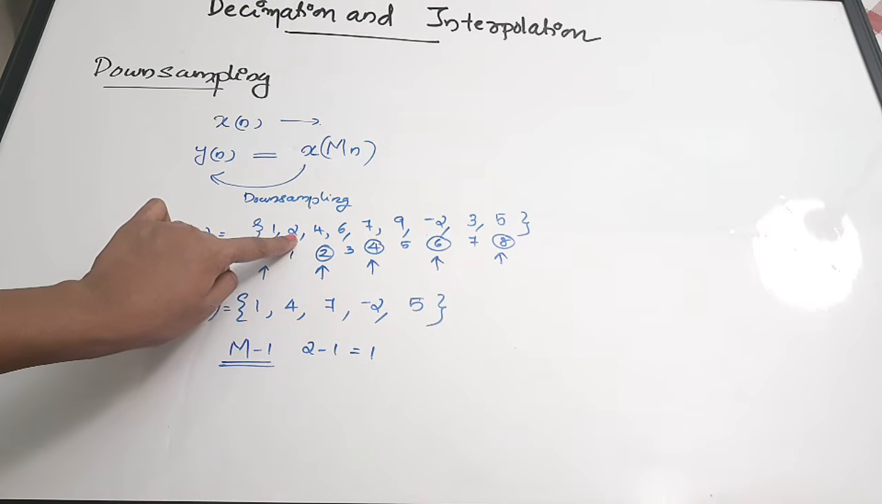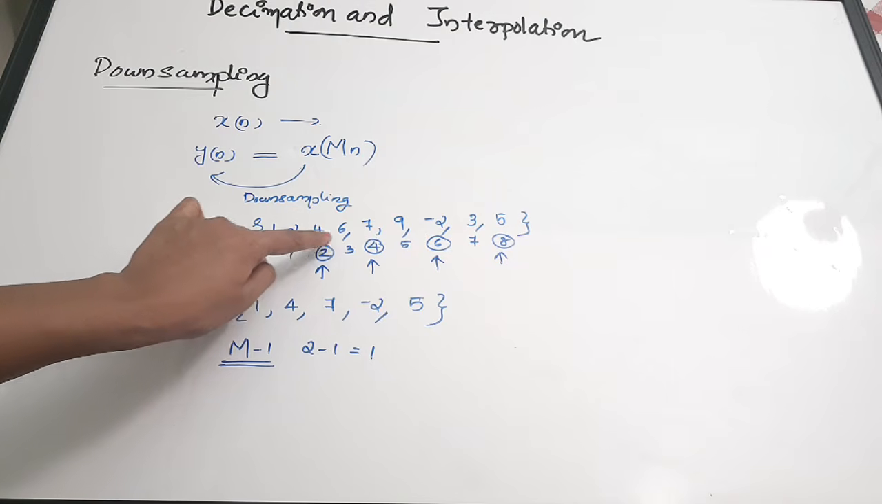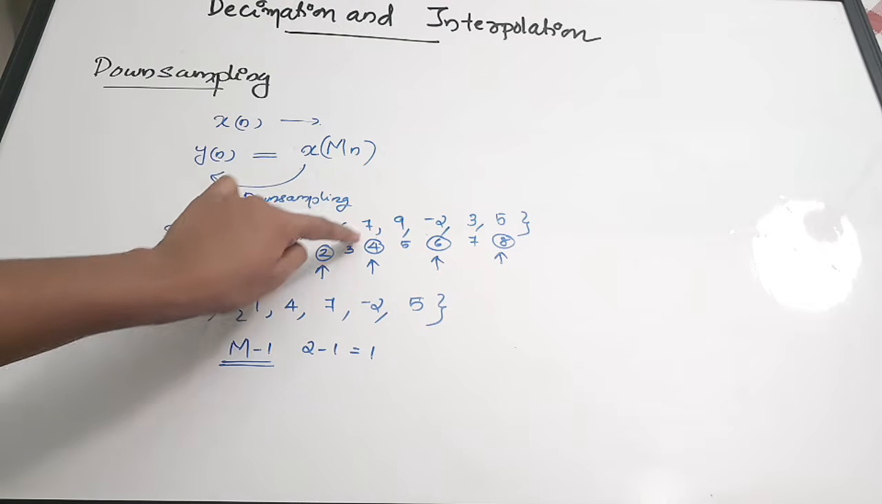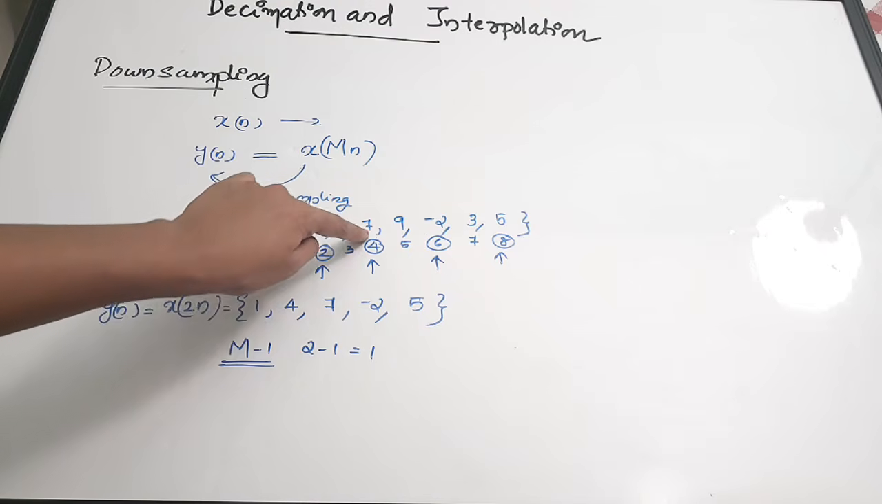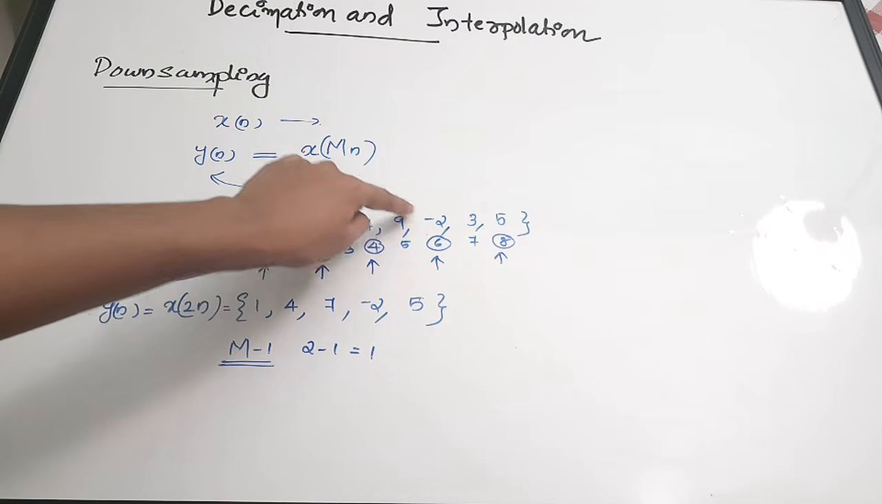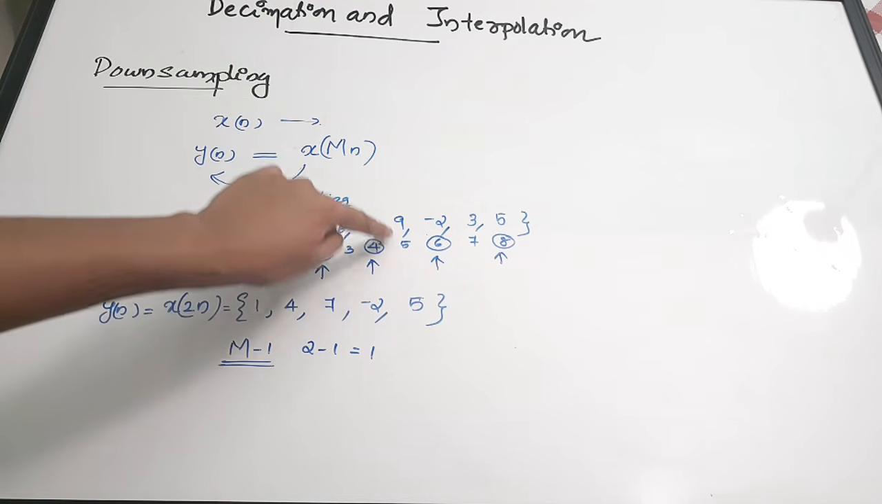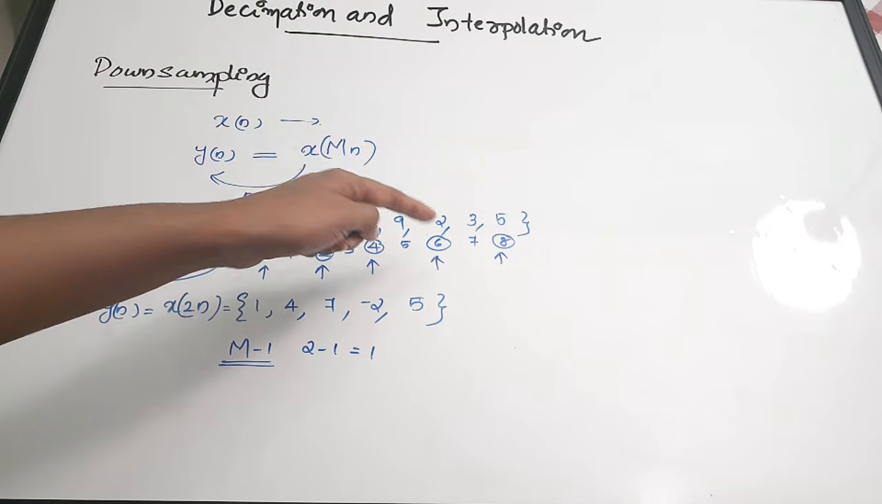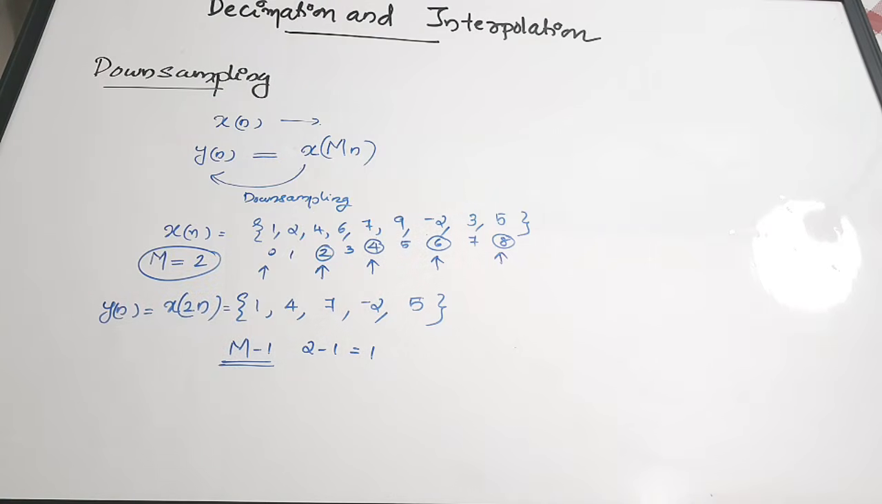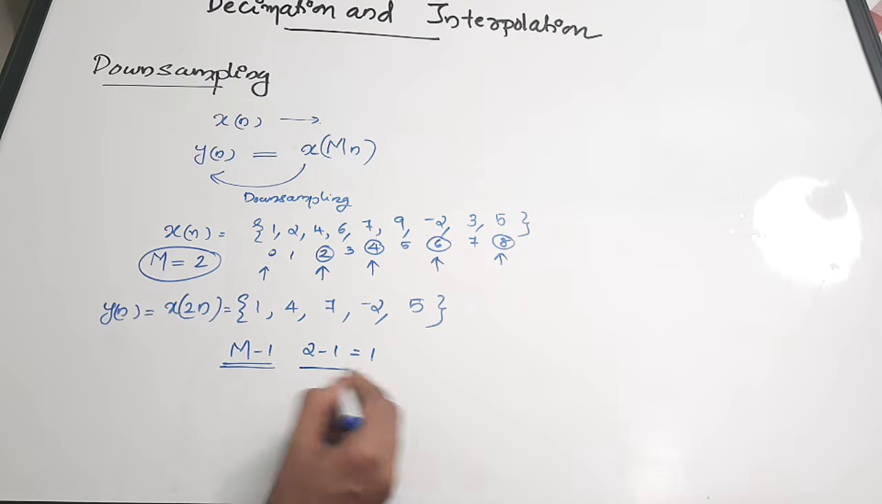So this you will be ignoring, then you will take the next one. Again you are going to ignore m-1, which here is 1. So you are going to ignore this 6, then take 7, then ignore again m-1. That will be 9 you are going to ignore, then -2 you will be taking, 3 you will be ignoring, 5 you will be taking. Okay, so likewise also you can consider.